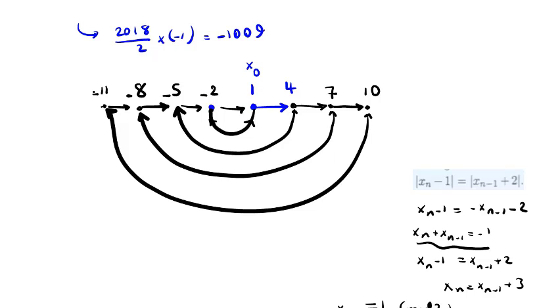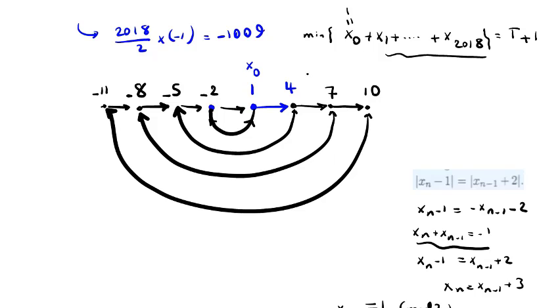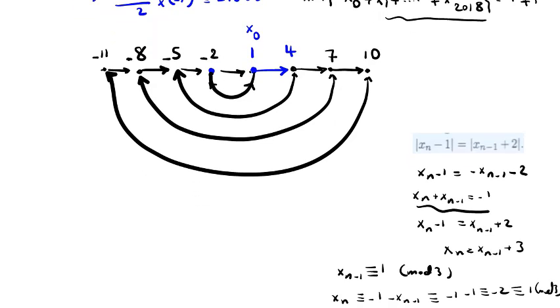Now, I want to say I consider also x0. I want to find x0 plus x1 plus 2, a number, any number, for example, x2018. Because I know x0 is 1, if I find the minimum of this, the minimum of this is t, so it will be t plus 1. So I start from here. I say, okay, I have 1, then I can go to 4 or negative 2.